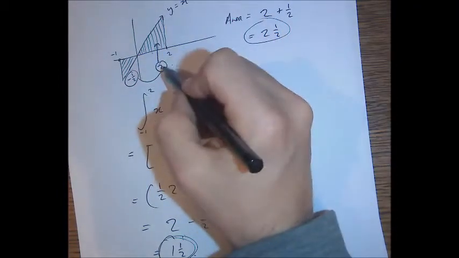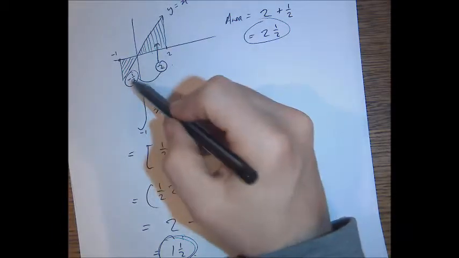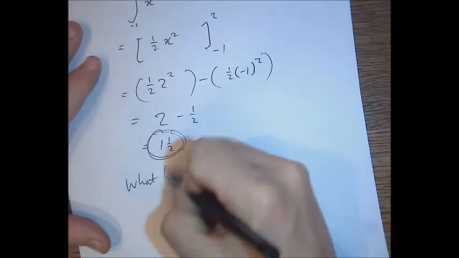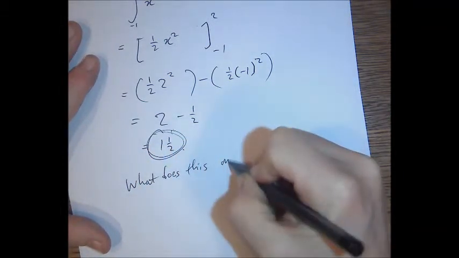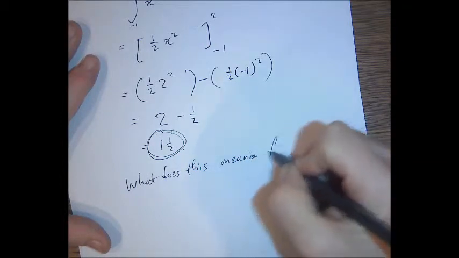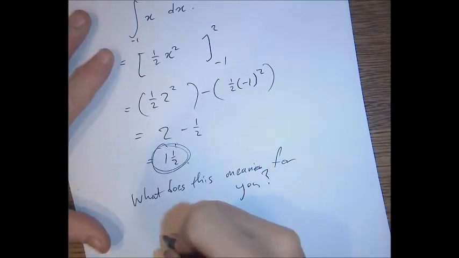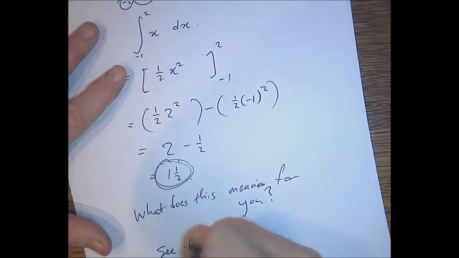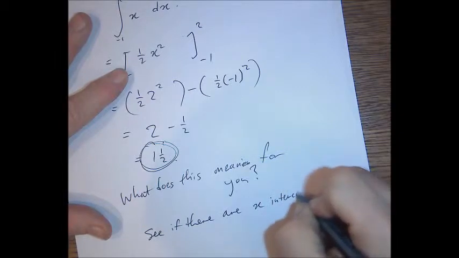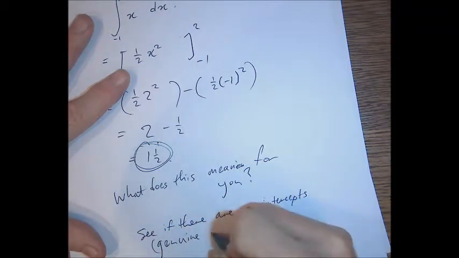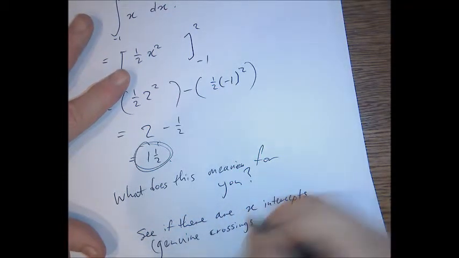Now what does this mean for you? In other words, how should you cope with this flaw? Okay, well what it means is see if there are x-intercepts, and not just x-intercepts, I'm talking about genuine crossings of the x-axis between your endpoints.